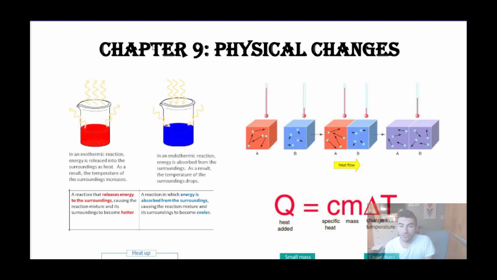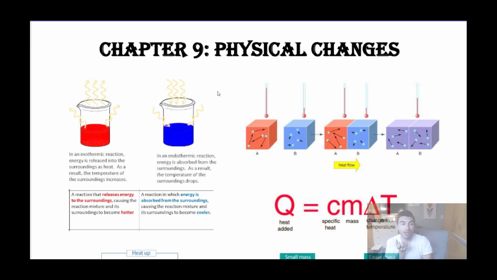So we introduced the idea of heat energy and looking at the difference between heat and temperature. Heat is a form of energy that is transferred between objects of differing temperature. Temperature is a measure of average kinetic energy of particles. So temperature is our way to measure if heat's being absorbed or released.